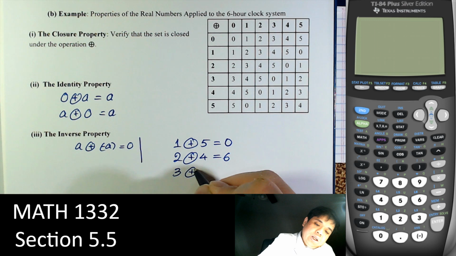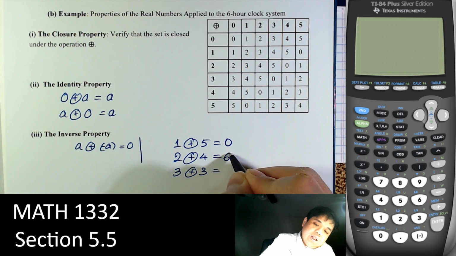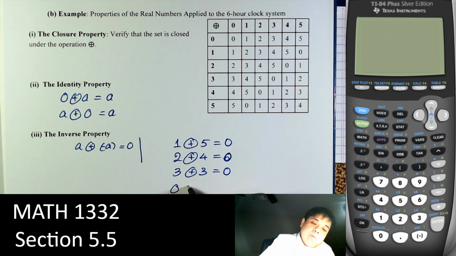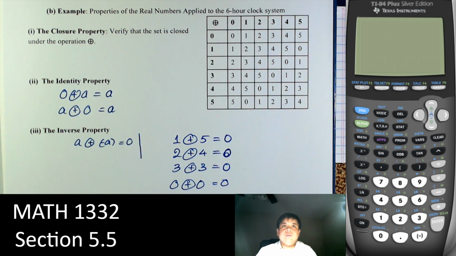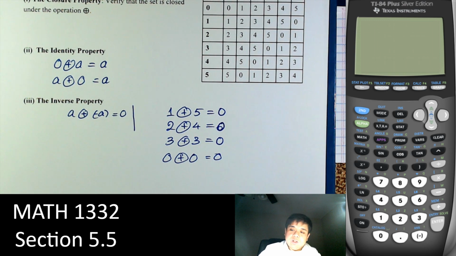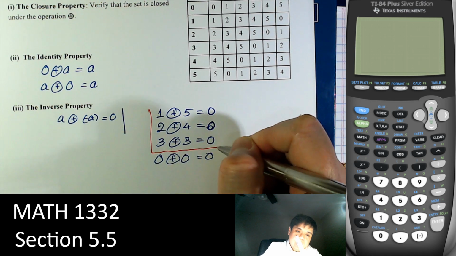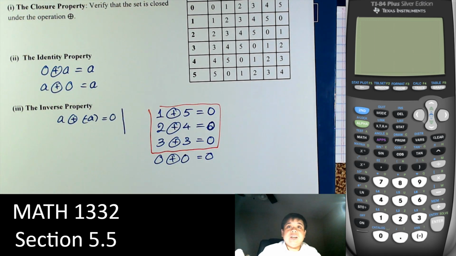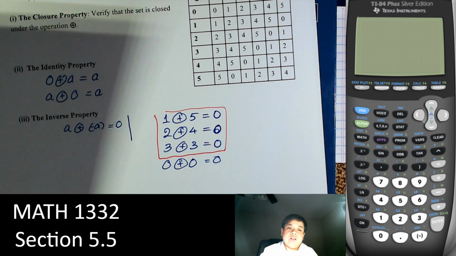3 plus 3 is equal to 0. And then 0 plus 6. Remember, there's no 6 here. So 0 plus 0 is 0. Of course, we talk about inverse properties, meaning we talk about this. So 1 and 5 are inverses of each other, 2 and 4 are inverses of each other, and 3 and 3 are inverses of each other.